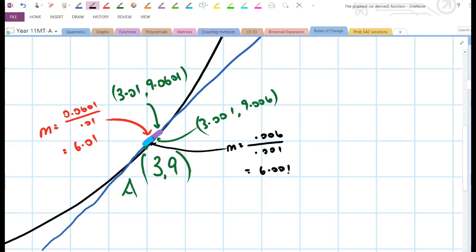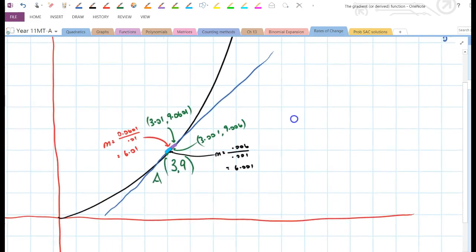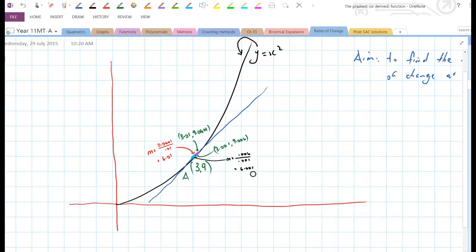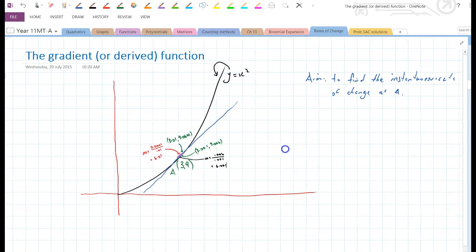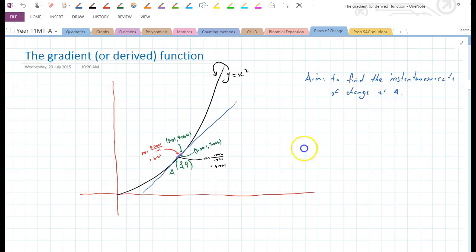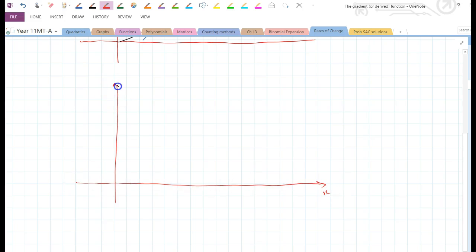So you can see, the closer we get in, the closer we're getting to 6, and it gets ridiculous, doesn't it? We're getting in really, really tight now. But that's our aim, find the instantaneous rate of change at A, and that's been our method so far. We're going to take it a step further. We're going to draw this up again, and rather than use 0.01s and things now, that's x, that's y, still working with y equals x squared, and we're still working with the point 3, 9.